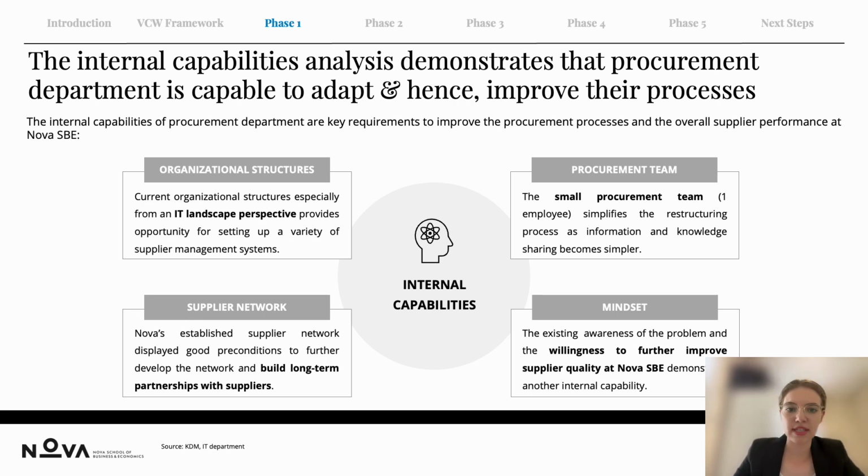Moreover, the procurement team. Right now the procurement team only consists of one employee, which makes it relatively simple as there's only one decision maker. And moreover, the mindset. Nova-wide, there's actually the willingness to further improve supplier quality, not only in the procurement department, but also from other decision makers at Nova.